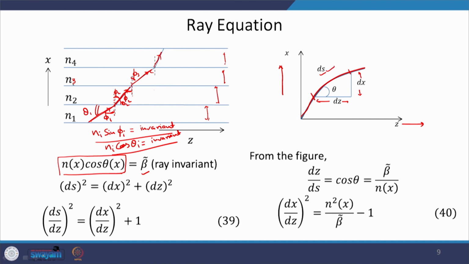the infinitely small path length along this ray path. Using this diagram we can say that ds square would be equal to dx square plus dz square. After a little bit of mathematics we will get this relation, and from the figure we can see that cos theta would be equal to dz by ds. We know that cos theta is also related to beta tilde, which is the ray invariant. Therefore, cos theta may equivalently be written as beta tilde upon n(x). Now, using this, equation 39 may be written as (dx by dz) whole square is equal to n square by beta tilde square minus 1. This is the ray equation.